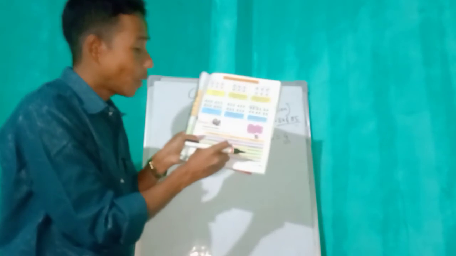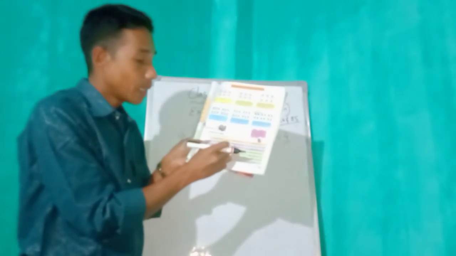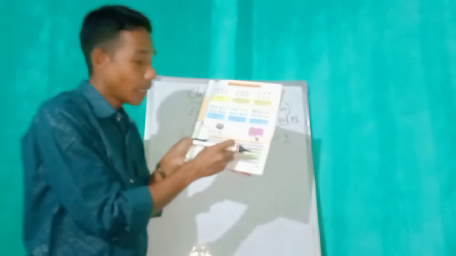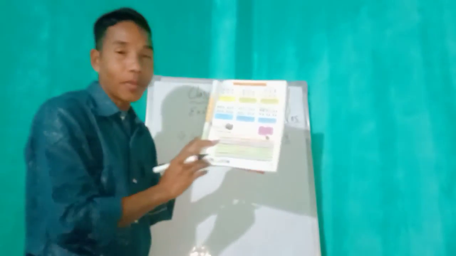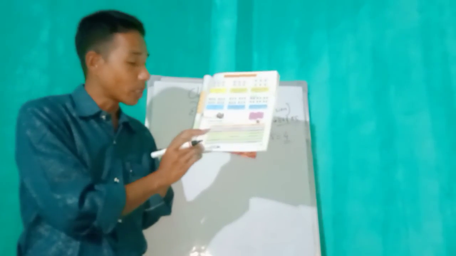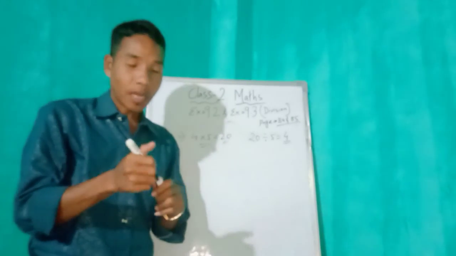This one was the same as this. It is given here, 2 into 8 equals 16. So 16 divided by 2 equals how much? 8. So you try to do this one by yourself. Have you understood? It is very easy. So you try to do it by yourself in your math book at home. So enough for today.